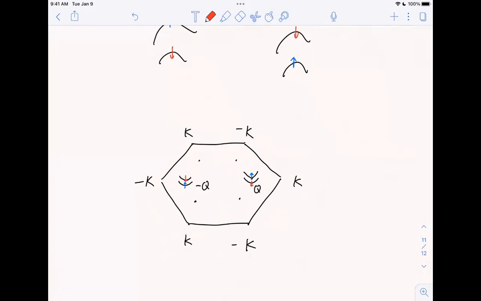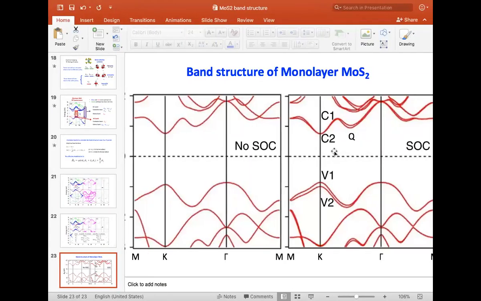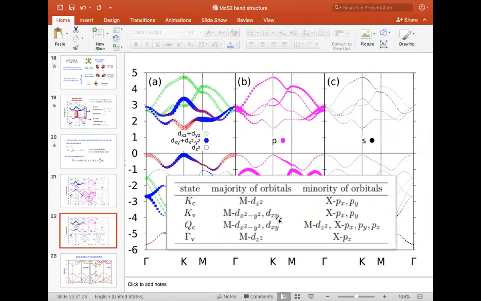Is that okay? Just go back to the four points about the contribution. Okay, now let's look at the gamma valley. The gamma valley is simple because it's at the center. Okay, so let's go back. Okay, so this is time reversal symmetry.